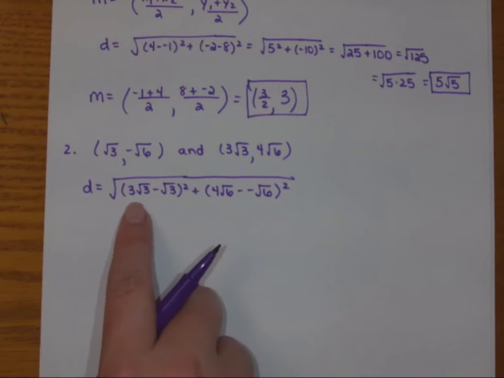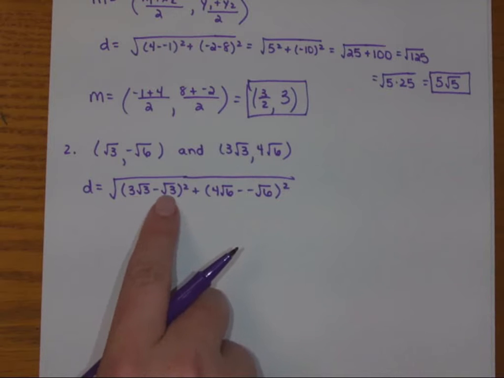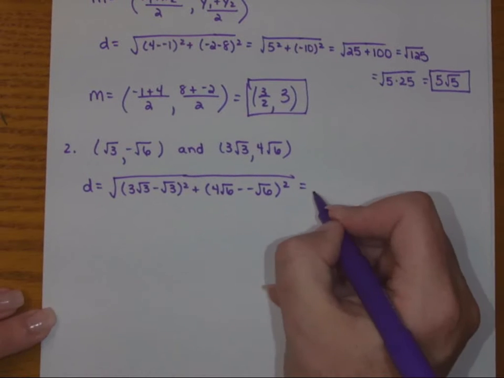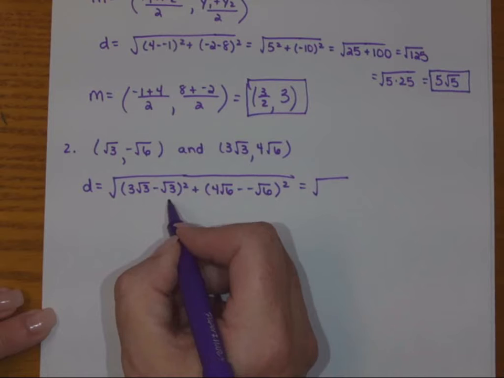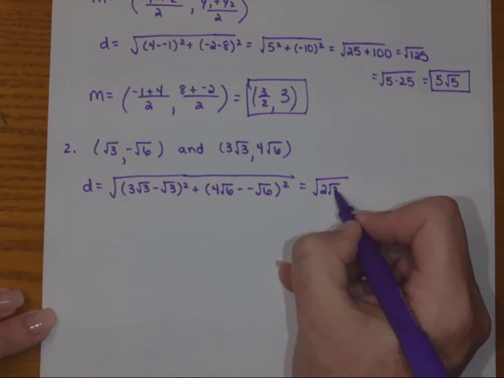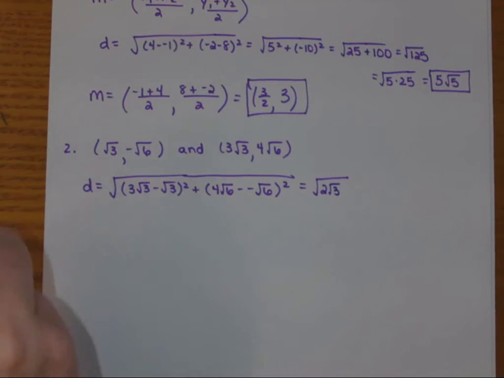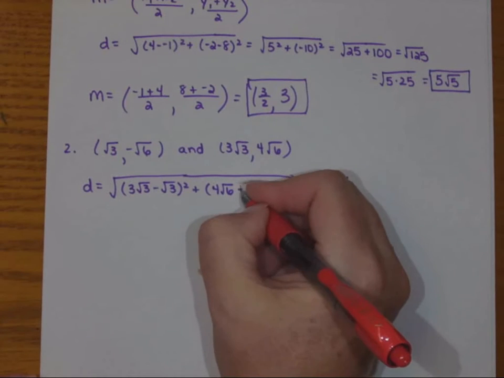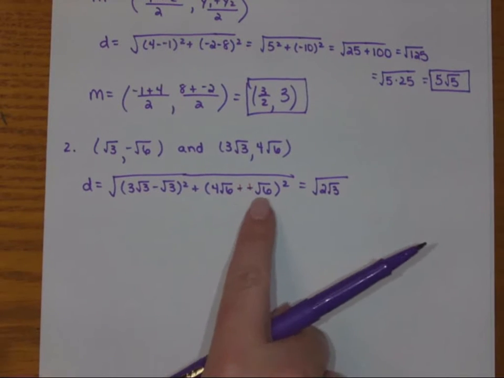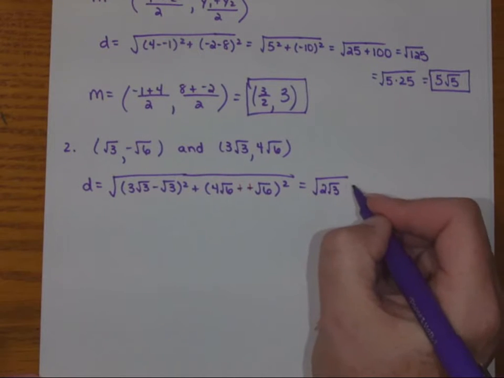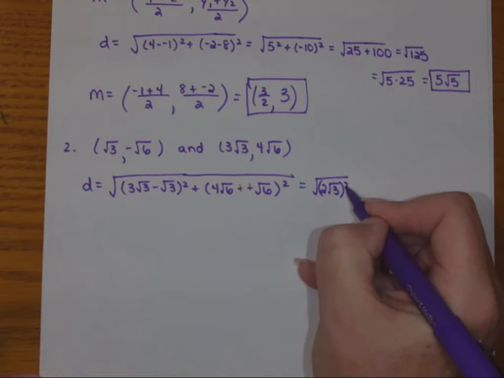So don't overthink this, or try not to. 3 of something, take away 1 of something is just 2. So 3 square roots of 3, take away a square root of 3 is going to be 2 square roots of 3. Same thing here, this is going to change to a plus. So 4 of something plus 1 more would be 5 of those things. I forgot to square it here.